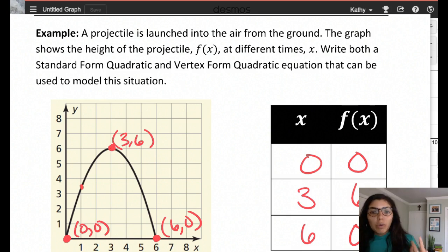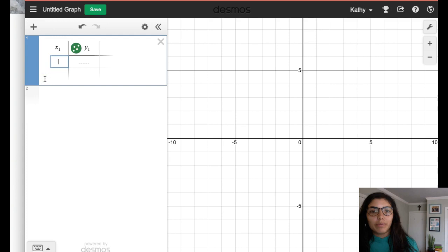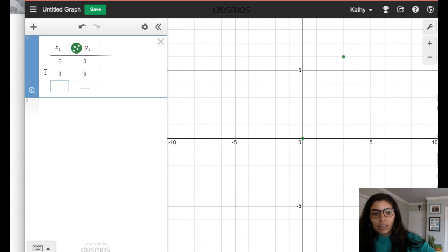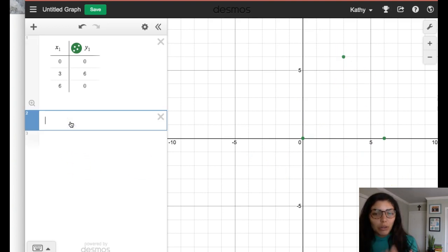Okay, now to write an equation, I'm going to click over to Desmos, and you are going to have to use Desmos for this lesson, and I'm going to add a table. Now I want this table that's on my paper to be on my Desmos. And that table was (0, 0), (3, 6), and (6, 0). It goes ahead and plots the points for me, and I don't just want the coordinate points, I actually want the regression line that connects those points together.